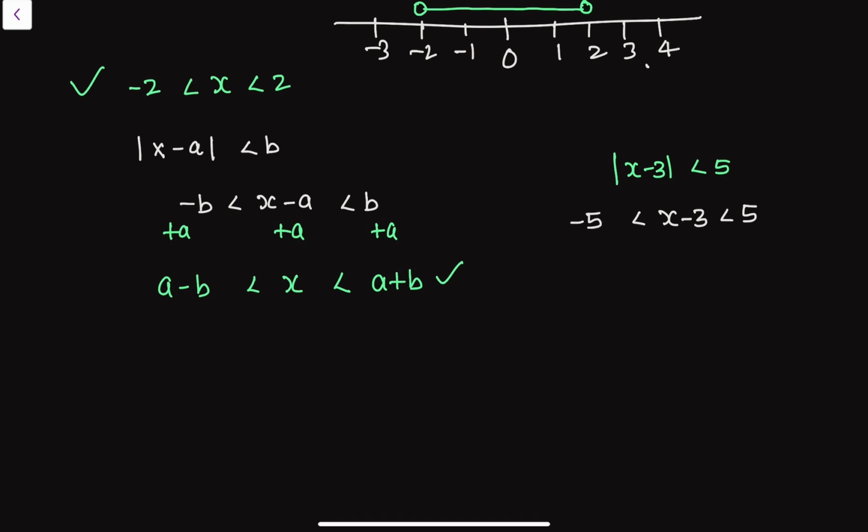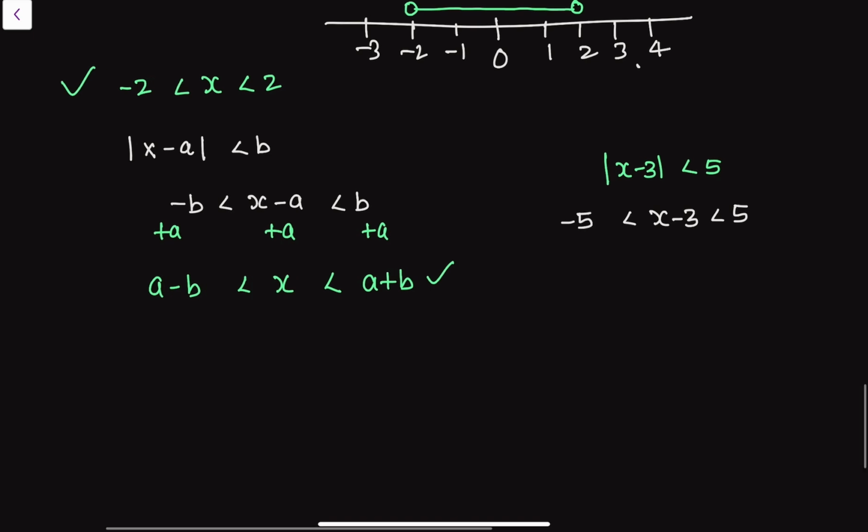Well, to get the value of x, we can add 3 to all the terms. So when you add 3 here, you get minus 2, which is less than, we get only x here, because we are adding 3 to get only x, and this is 8. Okay, so you can see that the answer is x is between minus 2 and 8.